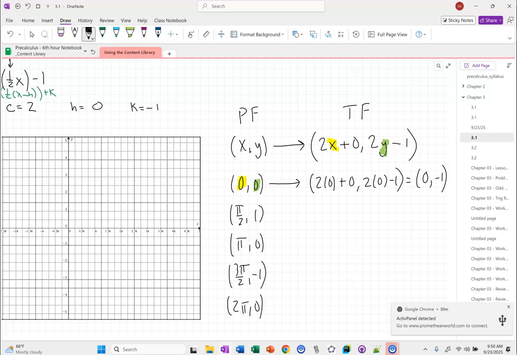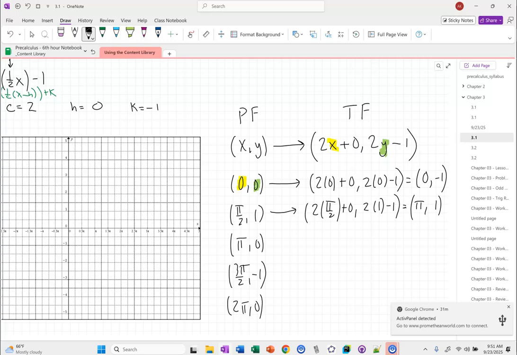So 2 times 0 plus 0, 0. 2 times 0 minus 1, minus 1. And I'm just going to kind of continue doing that. Just plugging the x coordinate into the x spot. Plug the y coordinate into the y spot. And then simplify.